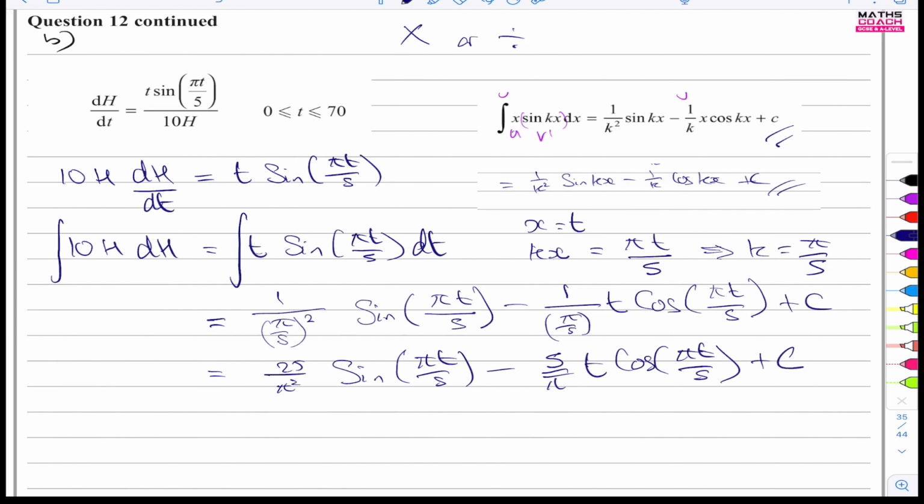On the left hand side, it's just integration of 10h with respect to h. It's just a year 1 integration here, so h to the power of 2 divided by 2. So on the left hand side, we get 10h to the power of 2 divided by 2, which just simplifies to 5h squared. Should you do another plus c on the left hand side as well?